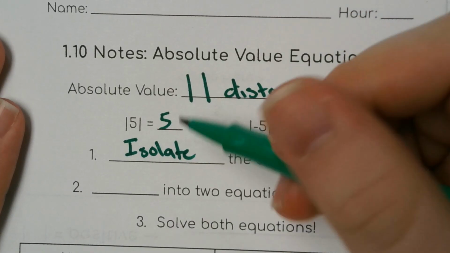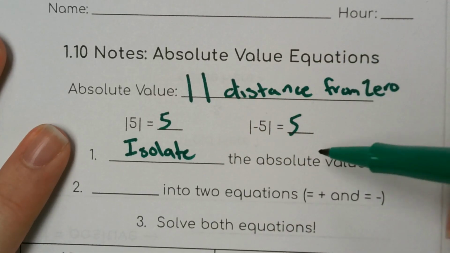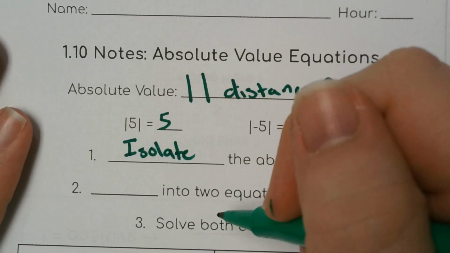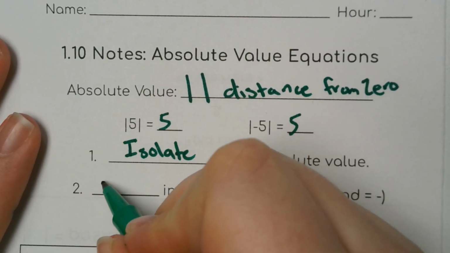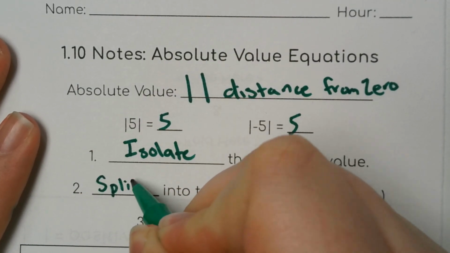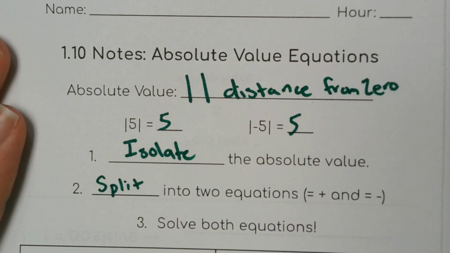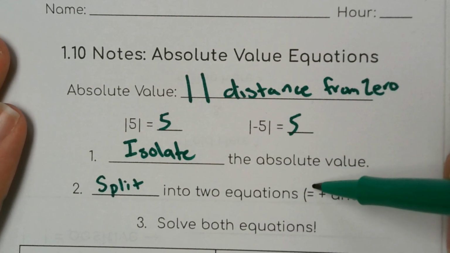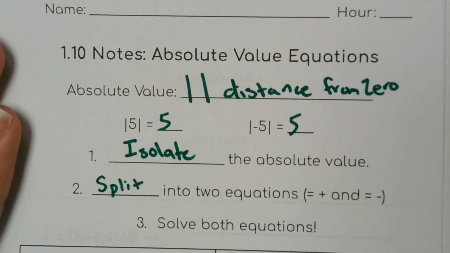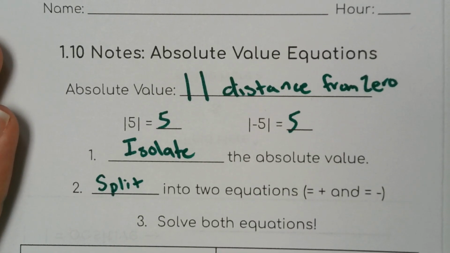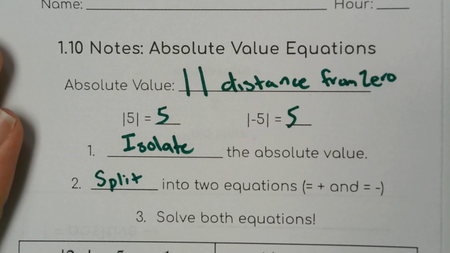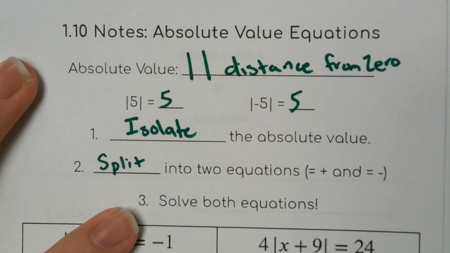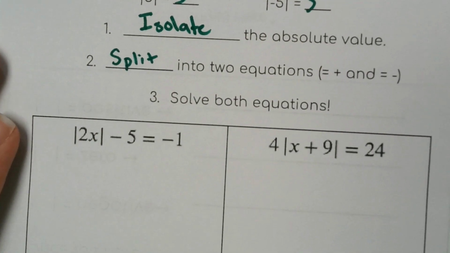Okay. First thing we're doing today, isolate the absolute value, just like yesterday where we isolated the square root. Then we are going to split into two equations. One is going to equal a positive, one is going to equal the negative version. Then you solve both equations for your variable.